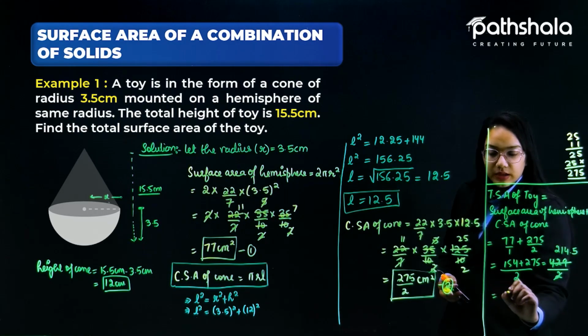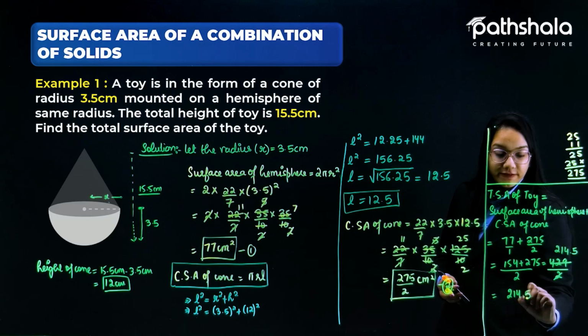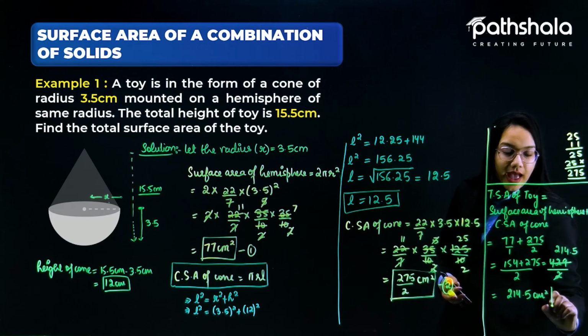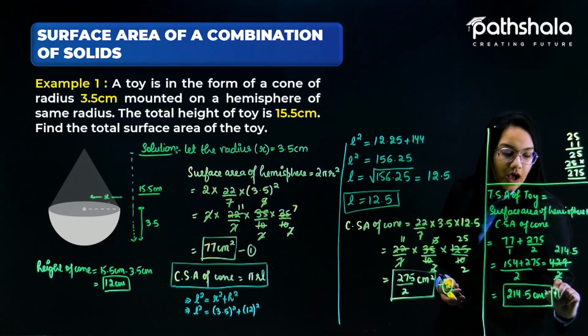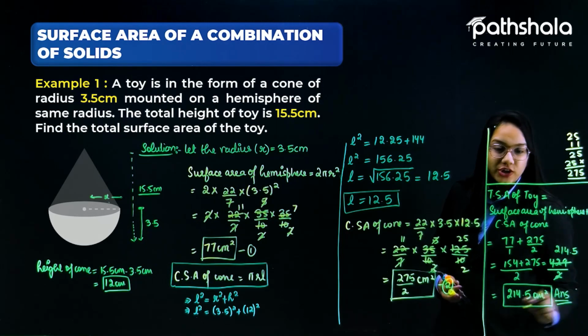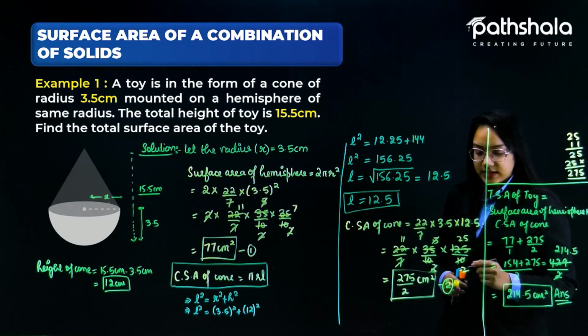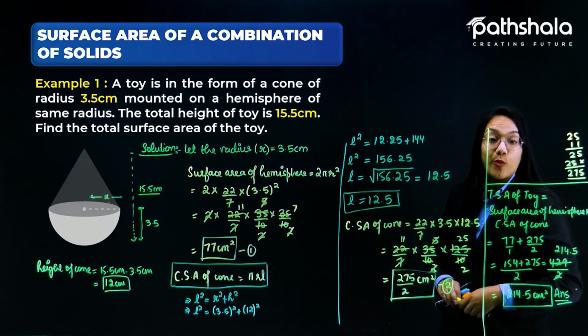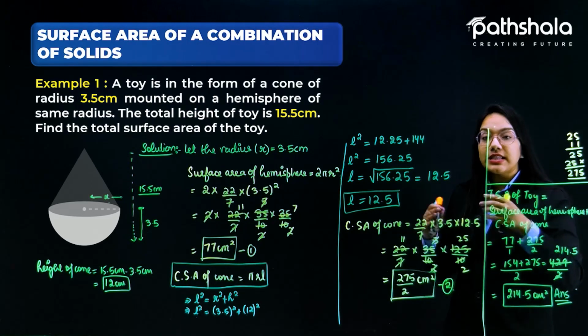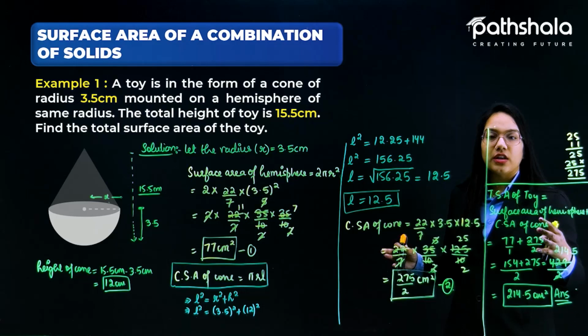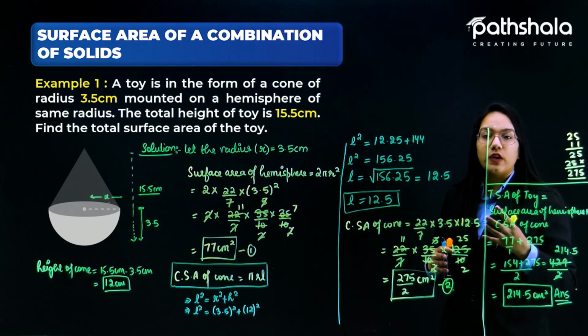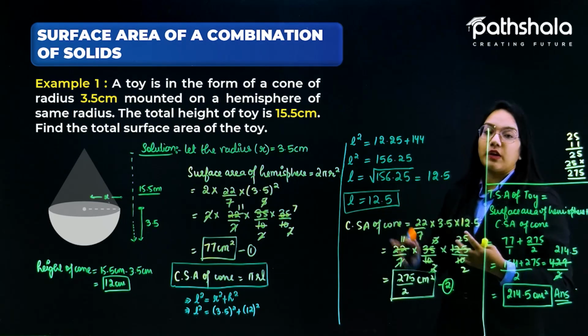So this is 214.5 centimeter square, and this is the answer for this particular question, in which the TSA of the toy is coming out to be equal to 214.5 centimeter square. So this is how you can find out the surface area of the combination of the solids that are in this particular formation.